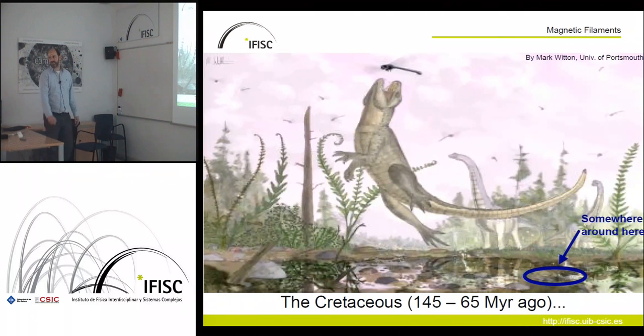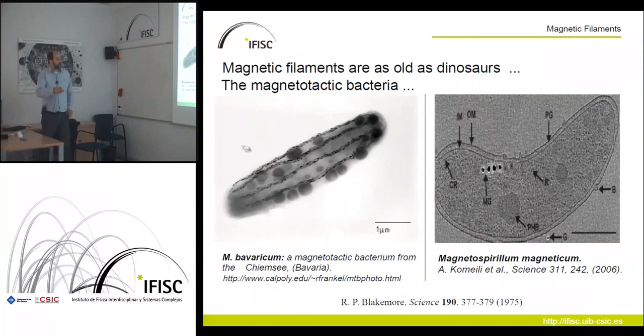So our story about magnetic filaments starts here in the era of dinosaurs, especially in the period of the Cretaceous, here in the mud, where a type of bacteria started to develop magnetic filaments. So as you can see, it's a family of bacteria. There are some of them that have just four magnetic colloidal particles, while others have many of them. And they use them to orientate inside the mud, so they can know where the surface is, so it's a kind of orientation system.